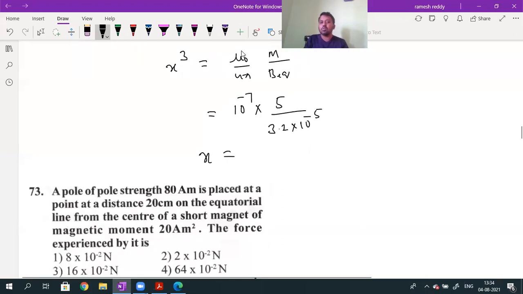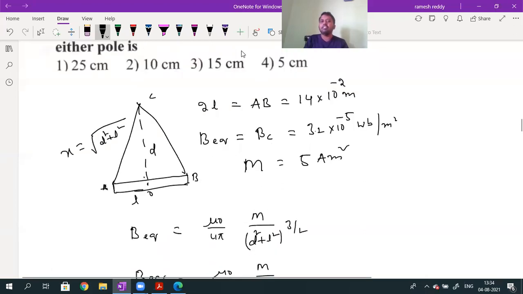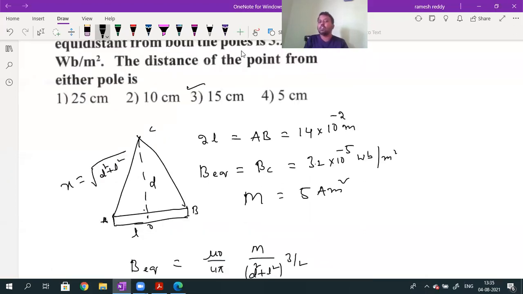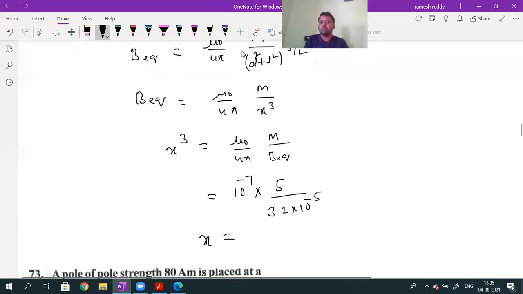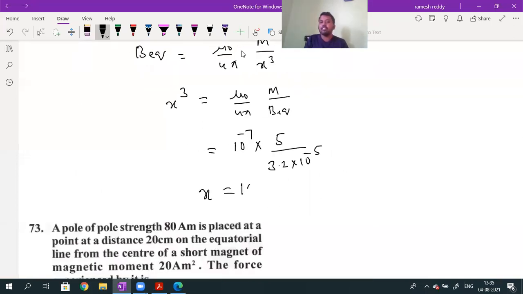Here, in the question, the option given is 15 centimeters, but I think it is not possible to get 15 centimeters. The option is wrong here. But they gave 15 centimeters, so once you do the calculation, check whether you get 15 centimeters or not.